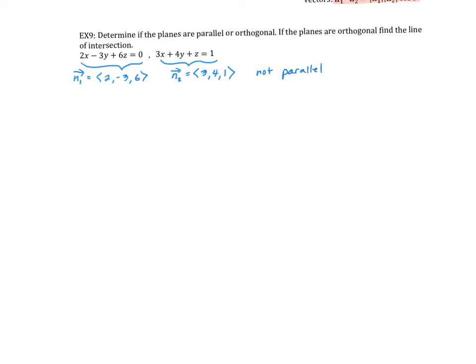Next thing I want to do is check to see if these planes are orthogonal. If they are orthogonal, then their dot product has to be equal to 0. When I take the dot product of 2, negative 3, 6, dotted with 3, 4, 1, whoops, helps if I have an equal sign. Then I get 6 minus 12 plus 6, which is equal to 0. So these are orthogonal.